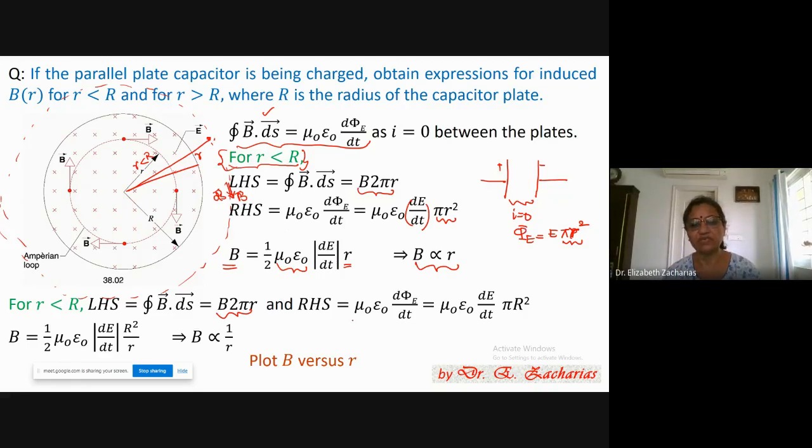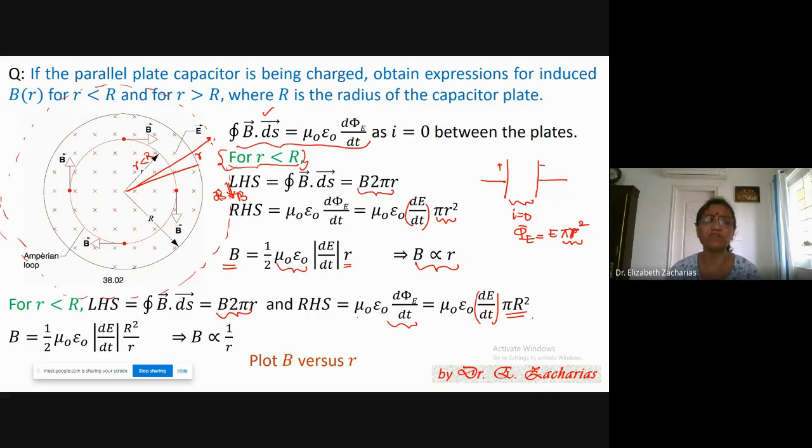The right hand side, if you see, mu naught epsilon naught d phi E by dt, but where is the flux? The flux is only in that area where the plates are there. That means pi capital R square, because the electric field is also only in this tubular region, not outside. There is no electric field outside. Therefore when you write the flux, it will be E into pi capital R square. So when you do d phi by dt, it becomes dE by dt into pi capital R square.